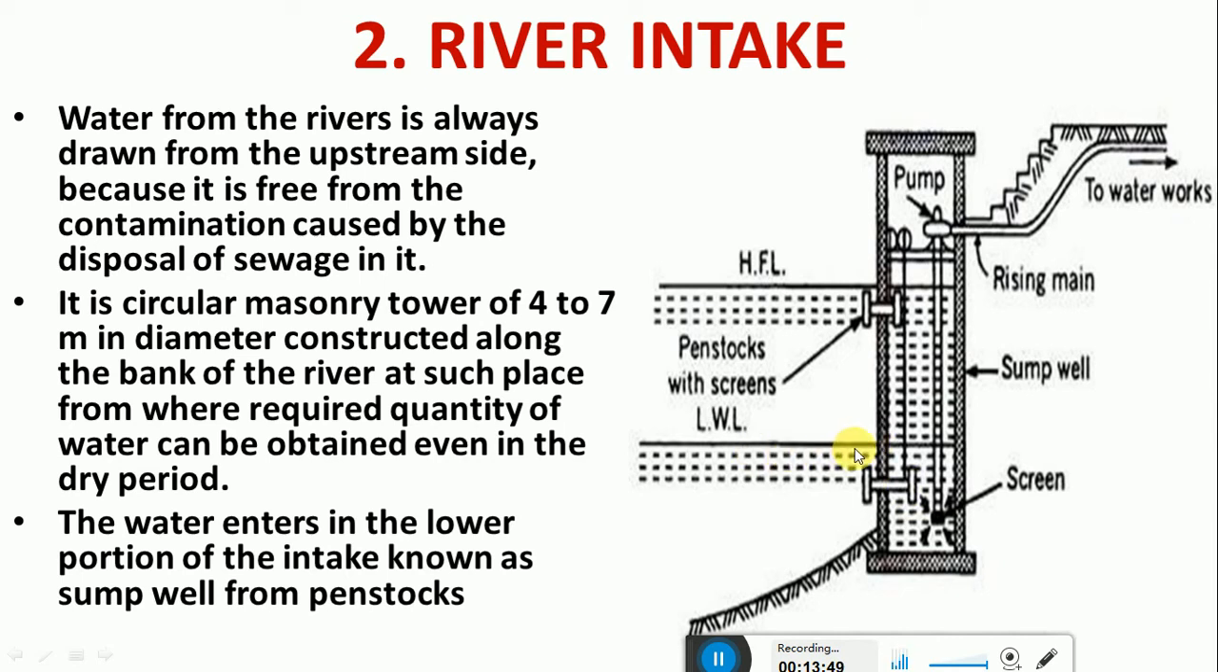So maybe during the lean flow of the rivers, or the low flows, or probably during summers where the water level will drop, in that case this penstock will be used to collect the water in the sump well. And whenever there is a good flow, so this is the highest flow level, this penstock will be used to withdraw the water. This penstock will usually be provided with screens to remove floating matter and dead and decayed matter, or broken branches, which should not enter the water treatment plant.